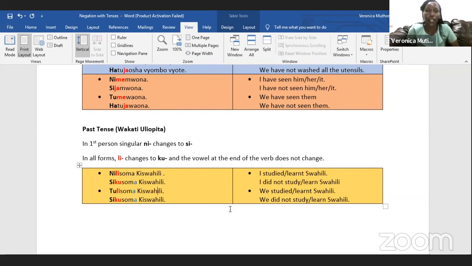So thank you. I hope this helps in negating in Swahili, in just these tenses that we have discussed. For now, we have majored in those. There are so many others, but in our next lesson, you can join our classes and learn more about negation in Swahili.